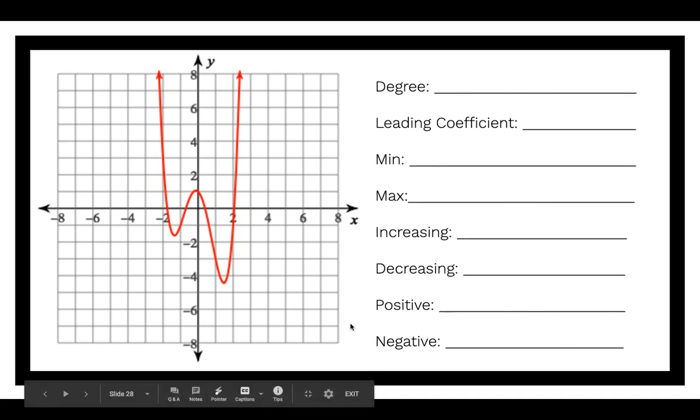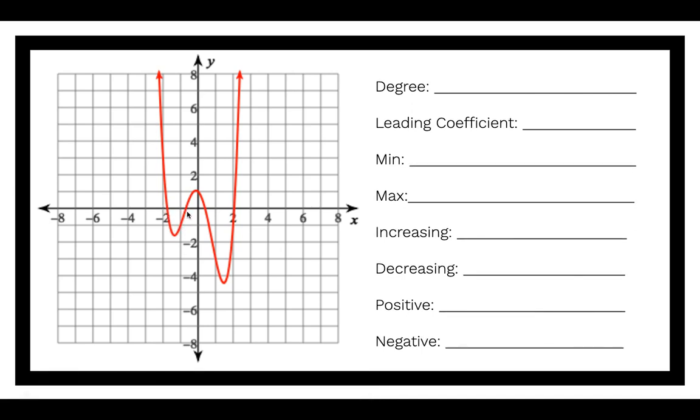And then where I am negative, where I'm below that x-axis, so starting at about -2 to about -1/2. And then starting at about 1/2 to positive 2, I am also negative. So this has two different intervals.